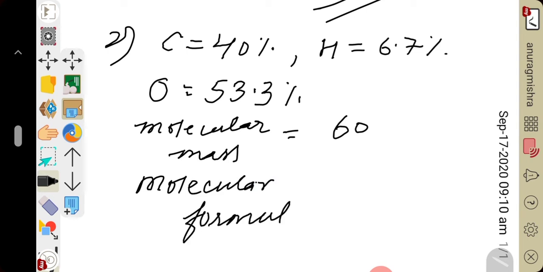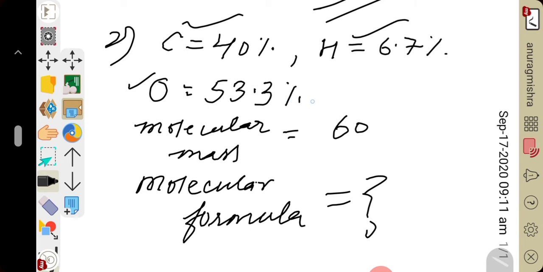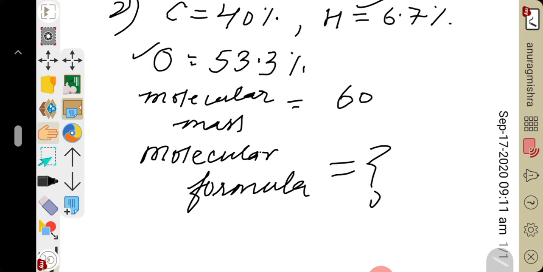In the numerical, the percentage composition of different elements is given: carbon 40%, hydrogen 6.7%, oxygen 53.3%. You can verify the addition of these should be 100%. So 40 plus 53.3 is 93.3, plus 6.7 is 100%. Molecular mass is given. You have to find out the molecular formula. So let us solve this numerical.